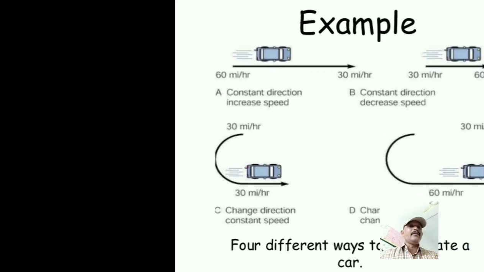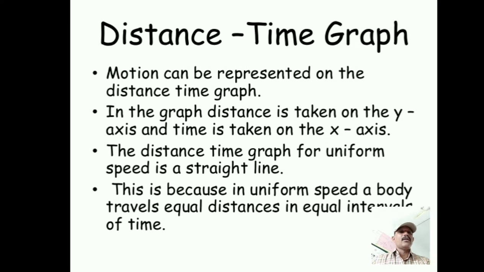Okay. Next slide shows the distance time graph. Motion can be represented on the distance time graph. You already know that there are 2 axes in the graph you draw, one is the x axis and another is the y axis. Just follow the graph: in the graph, distance is taken on the y axis and time is taken on the x axis.